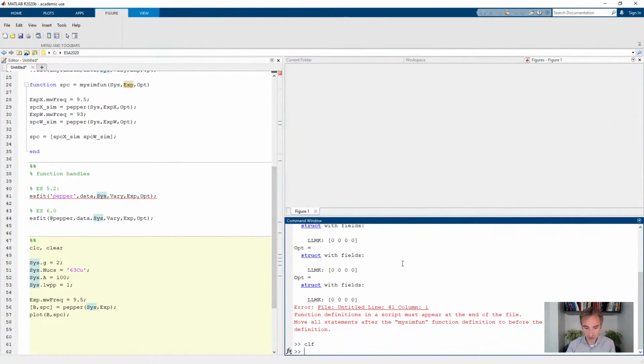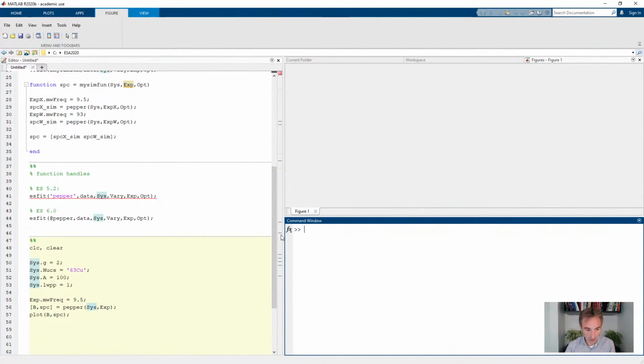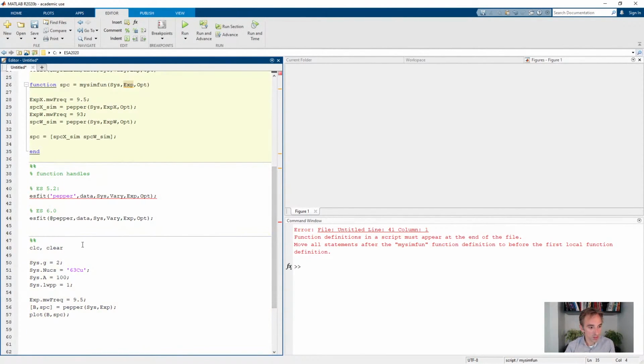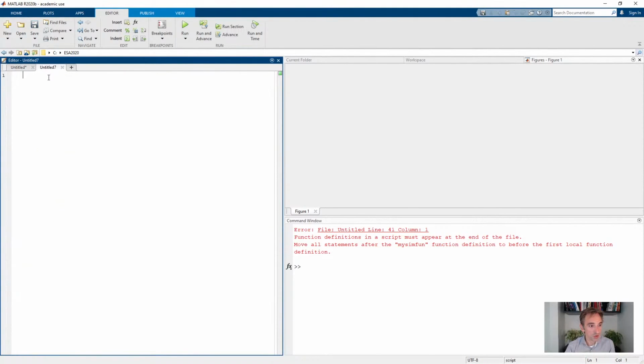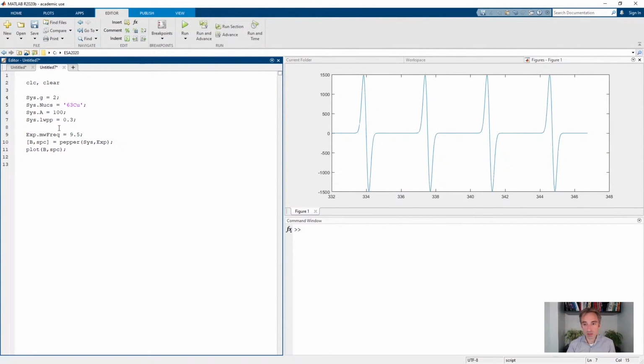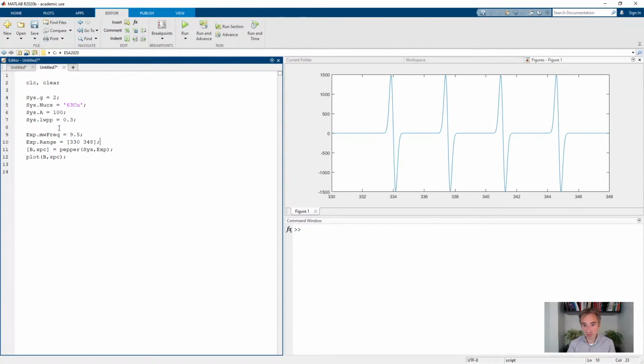I think we should clear the figure. Okay, this doesn't like this function. There's the description here. Let's move over to a new file here. Okay, so the range is a little too narrow, or a little too wide. Let's take this example and extend the range a little bit to 330 and 348 millitesla. Okay, so this is now the spectrum as measured.